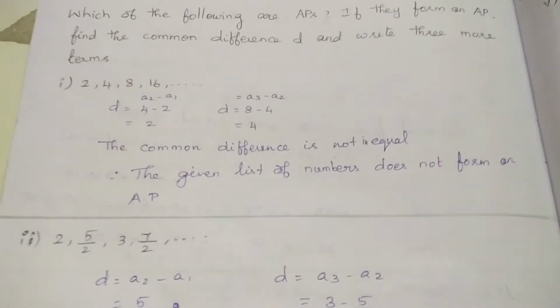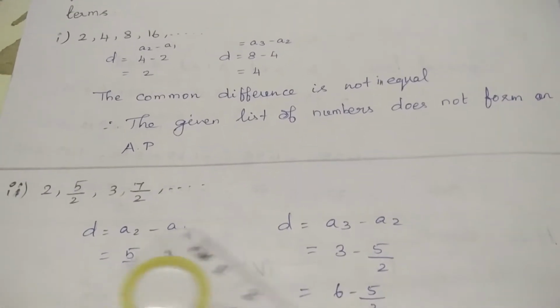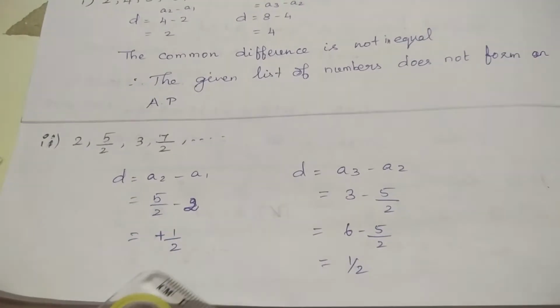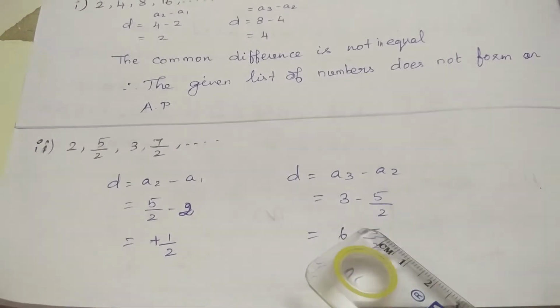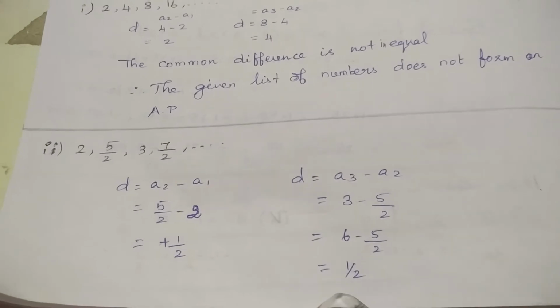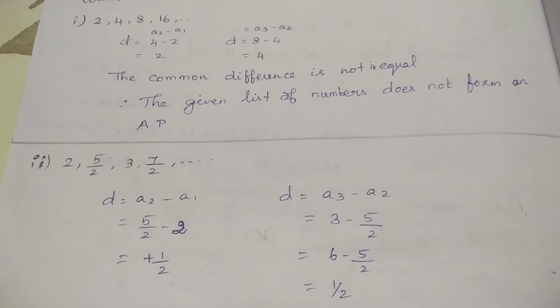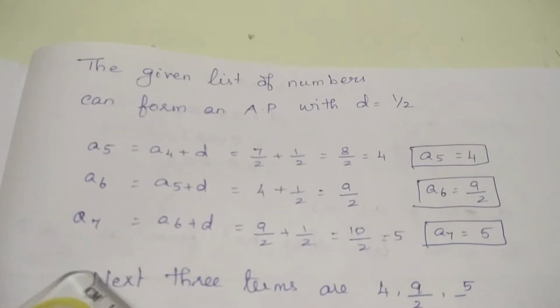Next: 2, 5 by 2, 3, 7 by 2. So we are finding D, A2 minus A1: 5 by 2 minus 2, taking LCM, we find half. Same, A3 minus A2: 3 minus 5 by 2, 6 minus 5 by 2, therefore half. These two common differences are equal. Therefore, this list of numbers forms an AP. If it forms an AP, you have to find the next 3 terms. So A5, A6, A7 you have to find.